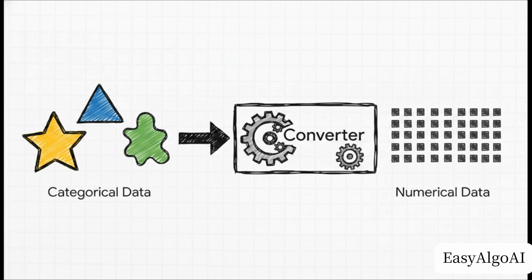A lot of algorithms, and this includes SVMs, logistic regression, and KNN, strictly demand numerical data. If you have categorical features, you can't just plug them right in. You have to translate those categories into numbers first. You'd use conversion techniques like one-hot encoding before the algorithm can even begin to digest them.